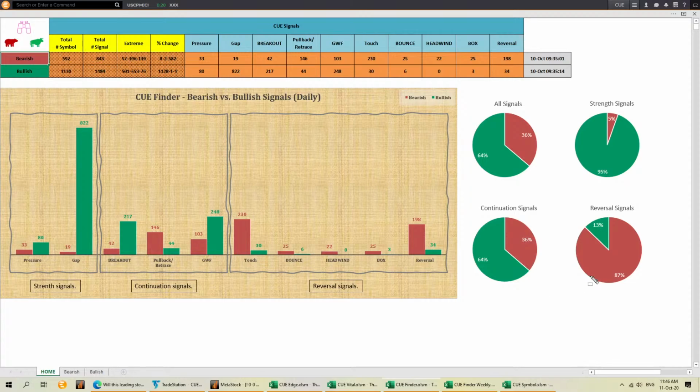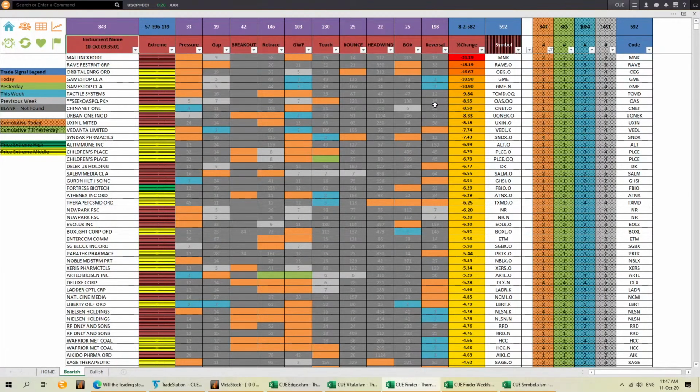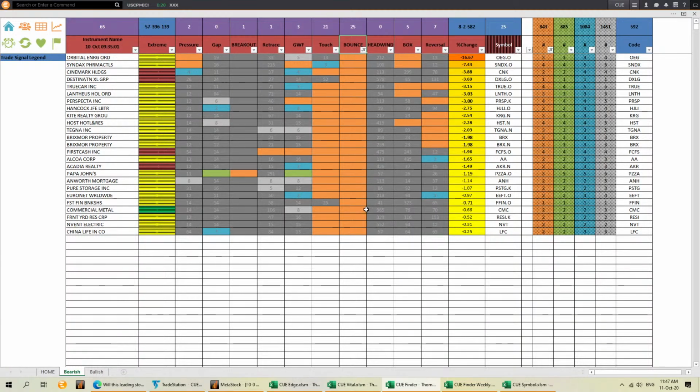But just to be ready, because we saw a number of reversals on Friday, 87% of Q reversal signals are bearish, not bullish. Let's go to the bearish tab. Let's look for the reversal signals. Those will be either bounce or headwind or box or simply reversal setup, reversal candle. Let's look for bounce because trendline support and resistance both work pretty well. Flag the bounce, plenty of bounce down stocks.